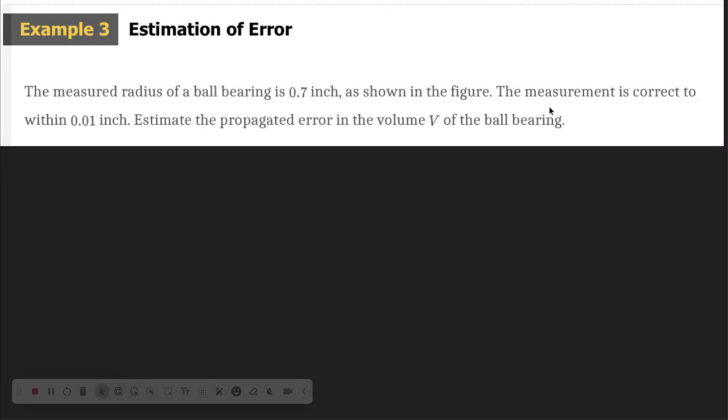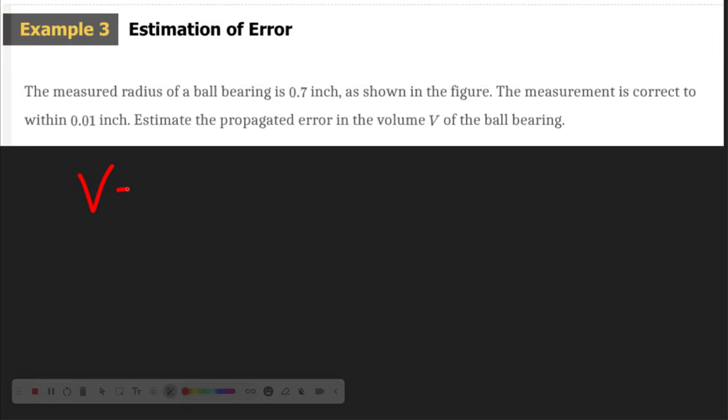The volume of a ball bearing. Estimate the propagated error of a ball bearing if we want our ball bearing to be 0.7 inches, but the measurement is correct within 1,000th of an inch. This is how engineers do things, okay? So we're trying to find the propagated error of volume. So what do you think we should start with?